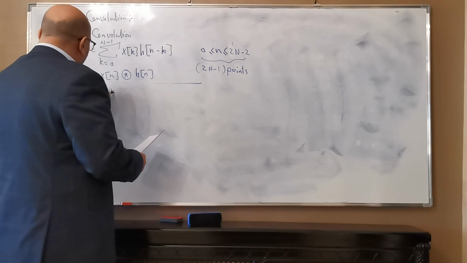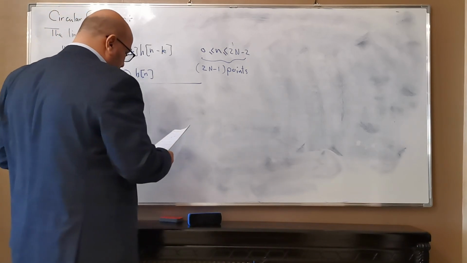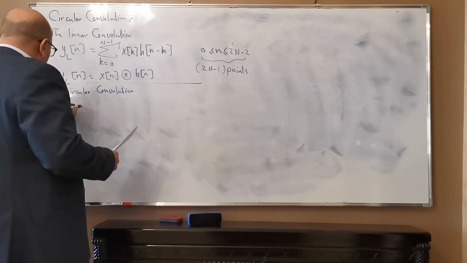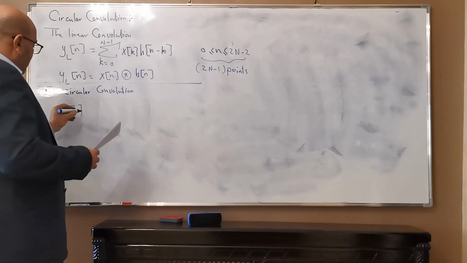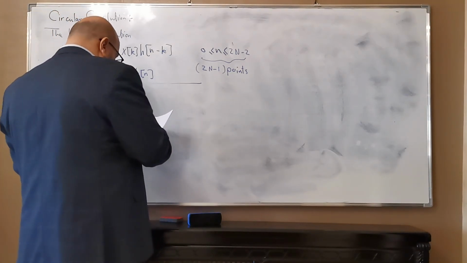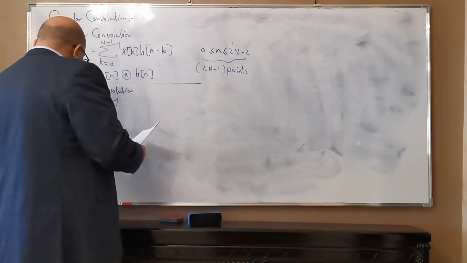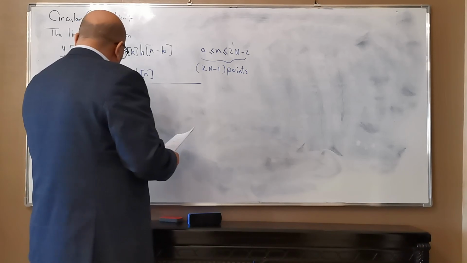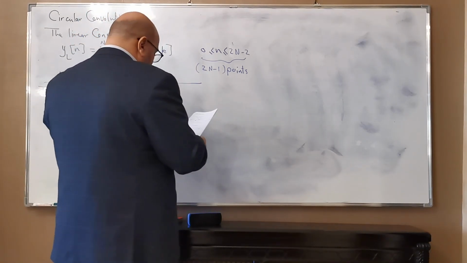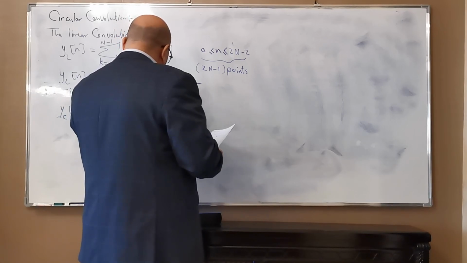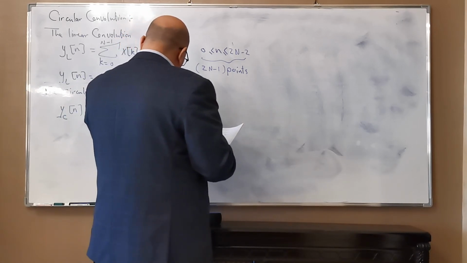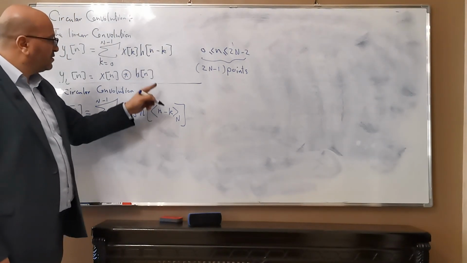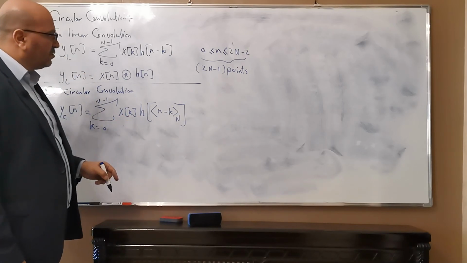Circular convolution. It has some differences. The first one is with the definition. So y c of n, where c means circular, is equal to the summation from k equals 0 up to n minus 1, x of k, h of n minus k modulo n. So you have here linear shift, you have here circular shift. This is why we call it linear convolution and circular convolution.